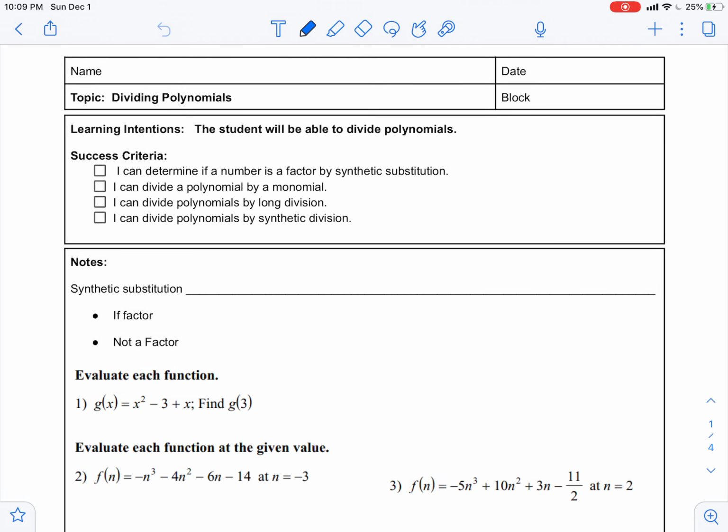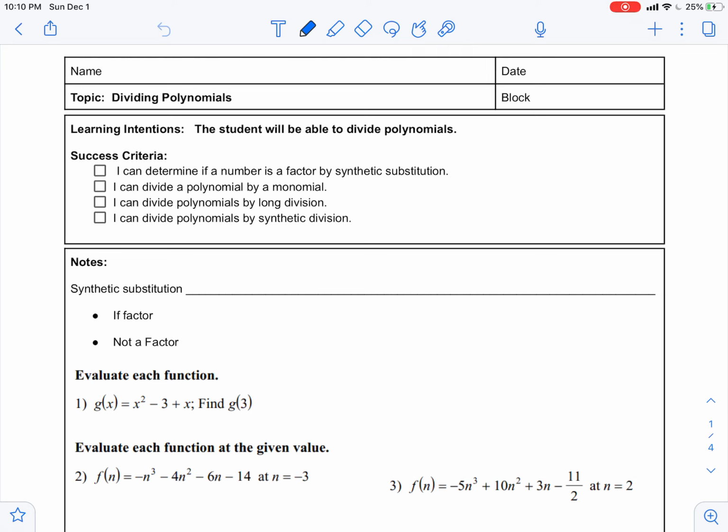Okay, welcome to our next operation with polynomials, and we're going to be doing division of polynomials. Division of polynomials is probably one of those things that you have not covered a lot, but we actually use it a lot when we are doing our higher order polynomials and graphing, like our x cubeds, our x to the fourths, and so forth. So you do need to have a good understanding of division.